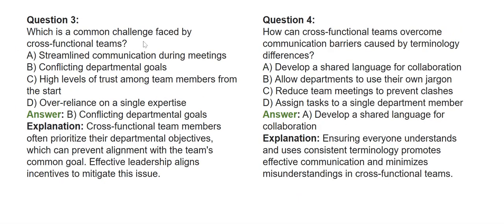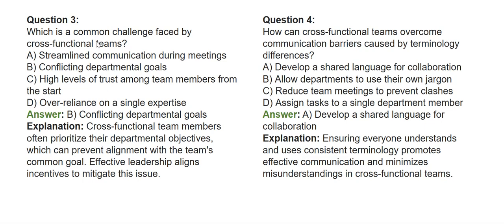Question 3: which is a common challenge faced by cross-functional teams? Is it A, streamlined communication during meetings, B, conflicting departmental goals, C, high levels of trust among team members from the start, or D, over-reliance on a single expertise? So if we focus on the choices here, we are talking about cross-functional teams, meaning teams from different departments all working together as a cross-functional approach or management.